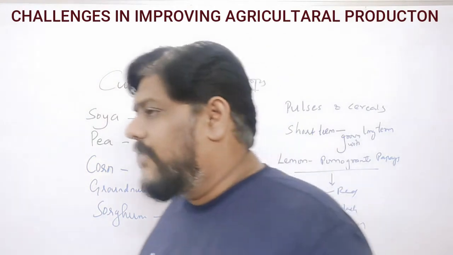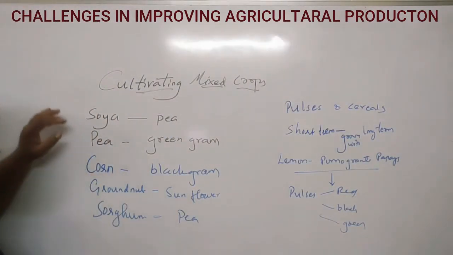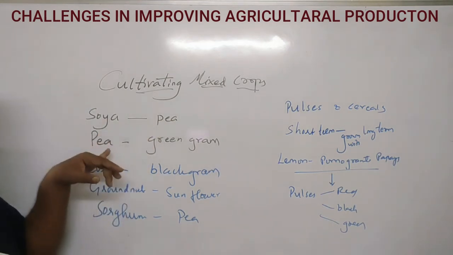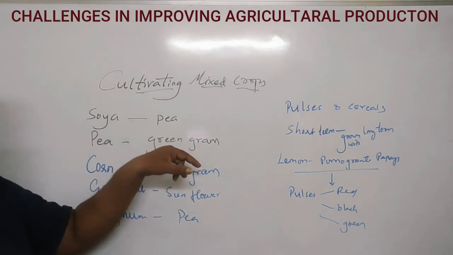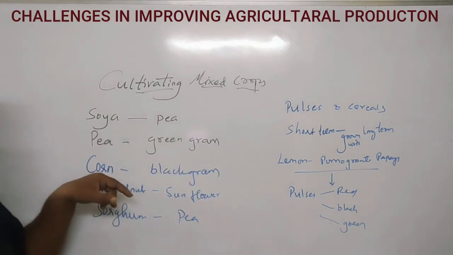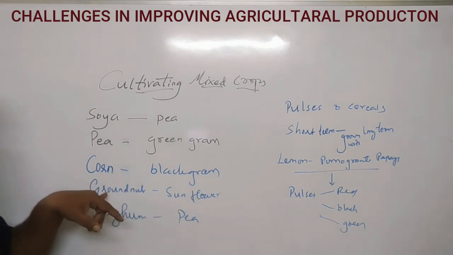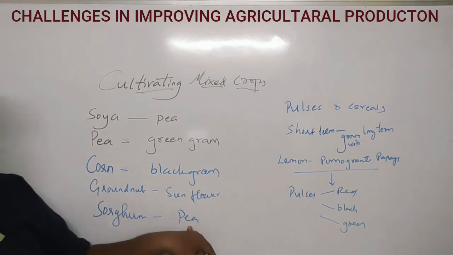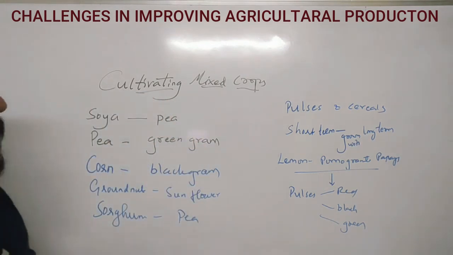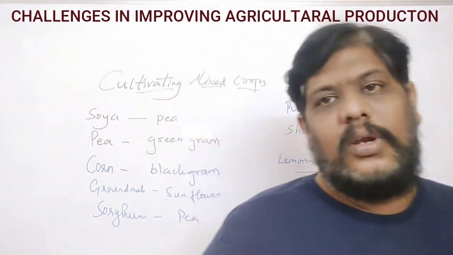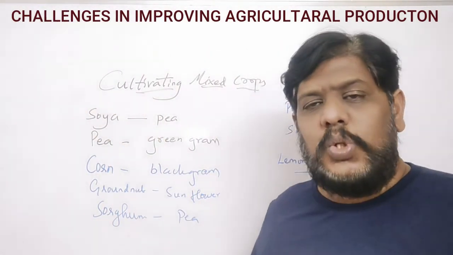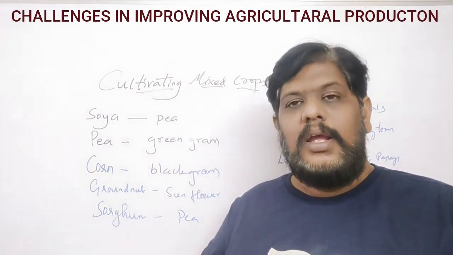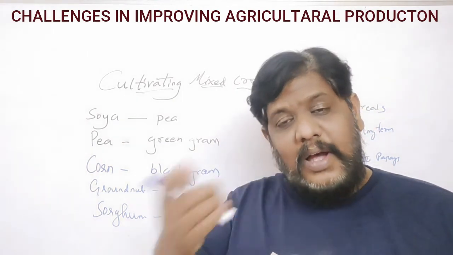If you see the different mixed crops, the first one is soya, which is cultivated along with pea plants. Pea plants are cultivated along with green gram. Corn plants are cultivated along with black gram. Groundnut is cultivated with sunflowers. And sorghum is cultivated with pea plants. Like this, there are many mixed crops you can take. If you go to the fields and check, you can find so many mixed crops over there. Not only these, but there are several other mixed crops which are grown together, and they give profit to the farmer, right?